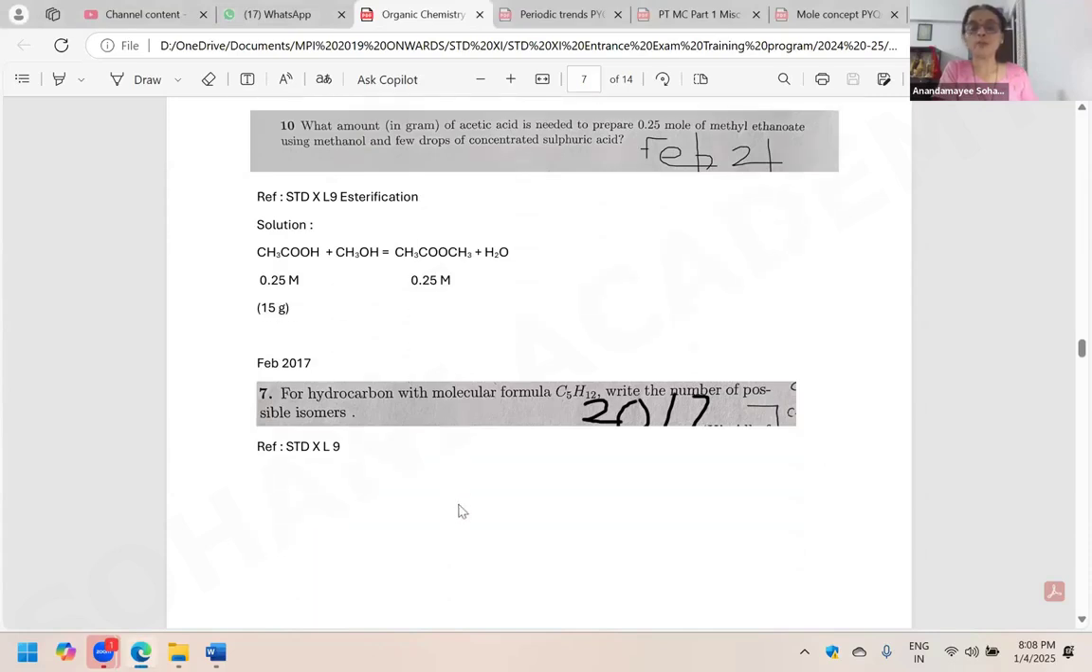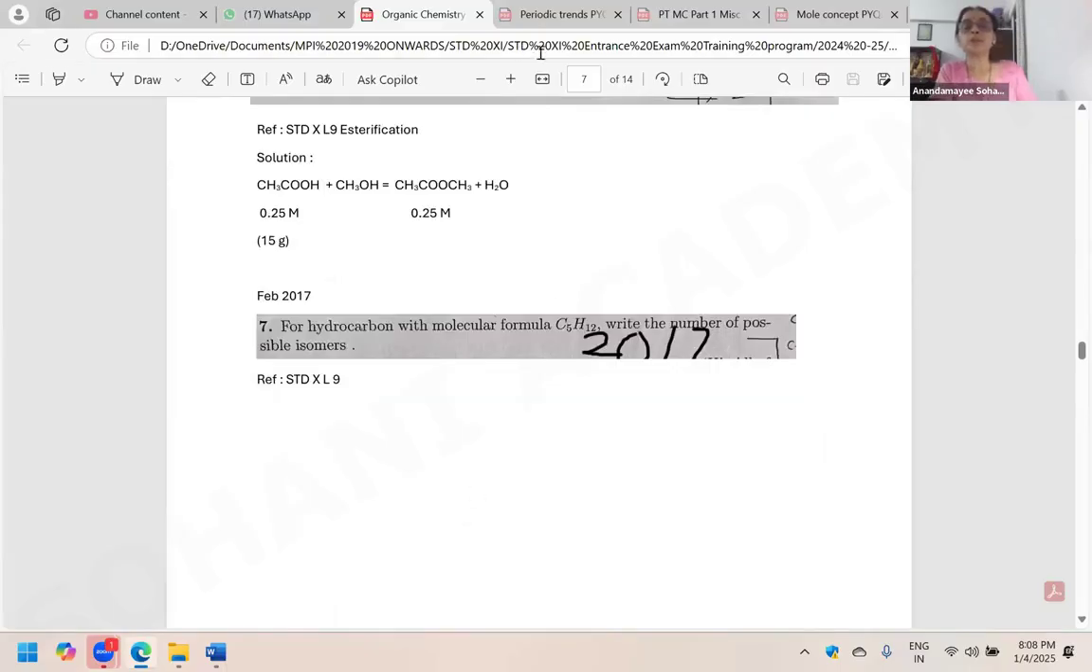For a hydrocarbon with molecular formula C5H12, write the number of possible isomers. So, if it is C5, ma'am, 3 isomers possible. C5H12 म्हणजे काय? All single bonds आहे. It is pentane. So either it can be C, C, C, C, C, किंवा C, C, C, C आणि एक ब्रँच चेन. म्हणजे आयसोब्युटेन पण C5H12 असणार.